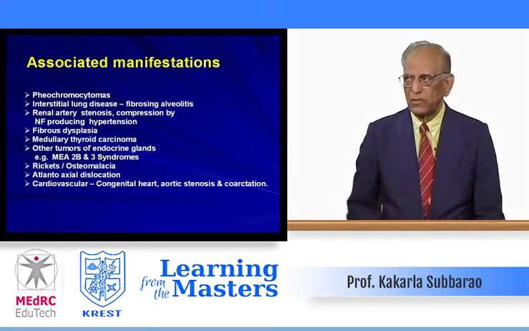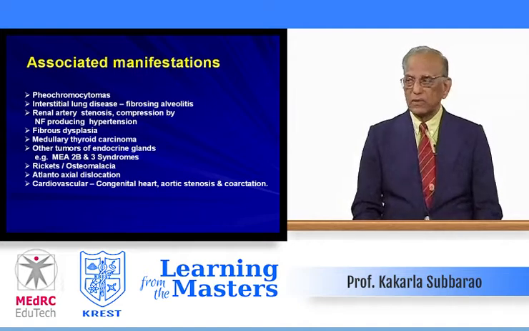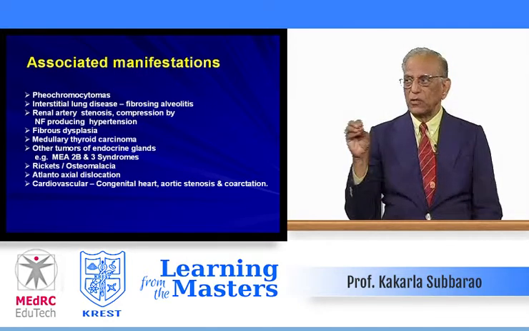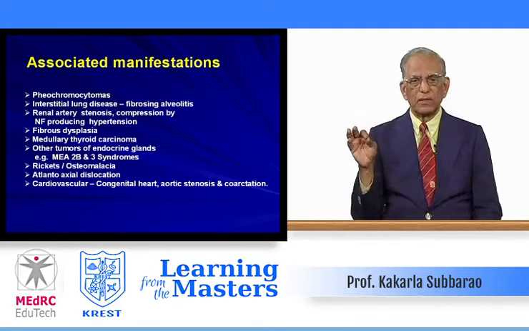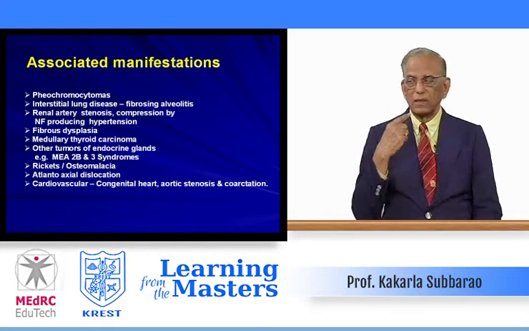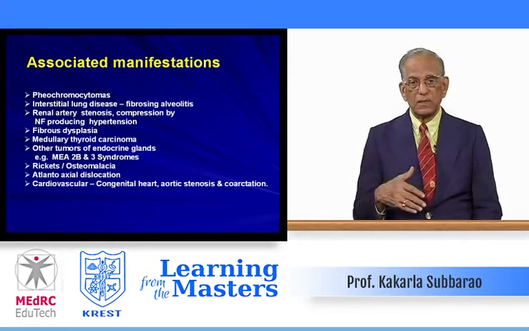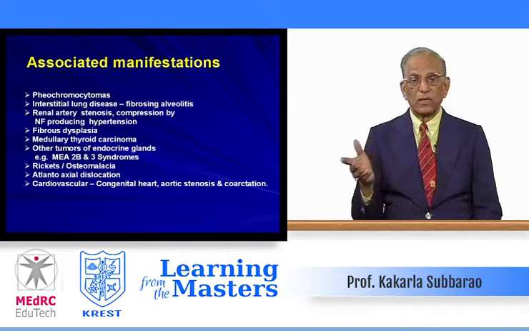And what are the associated malformations in an NF1? Pheochromocytomas, interstitial lung disease, something like a honeycombing due to fibrosing alveolitis, renal artery stenosis, and sometimes it is due to compression of the renal artery producing hypertension by neurofibroma. Fibrous dysplasia, associated feature. Remember the original description of elephant man. Medullary thyroid carcinoma, other tumors of endocrinal glands, for example, MEA, multiple endocrinal adenomatous, 2B and 3 syndrome. Rickets and osteomalacia may be associated. Atlantoaxial dislocation, cardiovascular, congenital heart disease, particularly aortic stenosis and coarctation of the aorta.